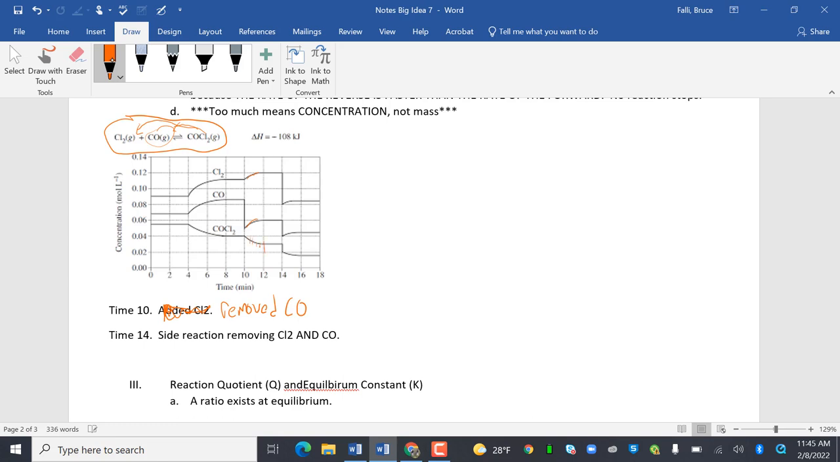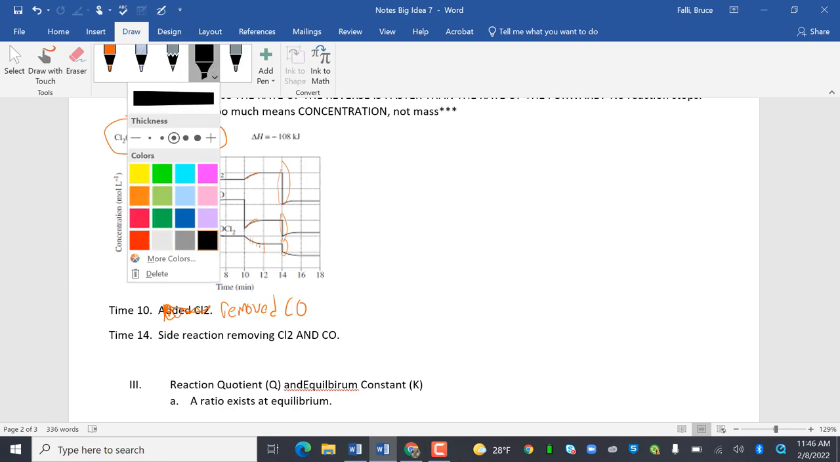Okay. At time 14, I have a side reaction removing Cl2 and CO. Oh, I removed them both. So it looks like I removed all three. That's weird. See, this drop says I removed all three. Oh, no. I should look at my question better. Removed Cl2 and CO. I'm going to get rid of that. We'll pretend we didn't see that one.